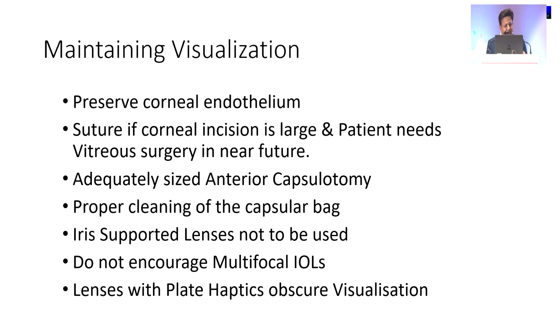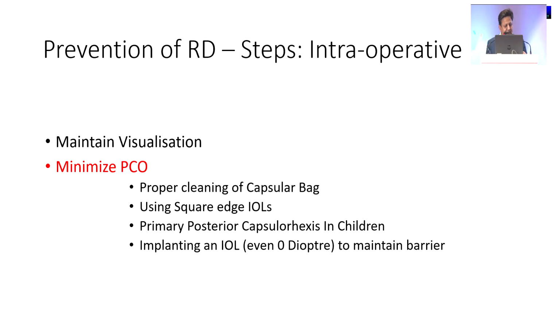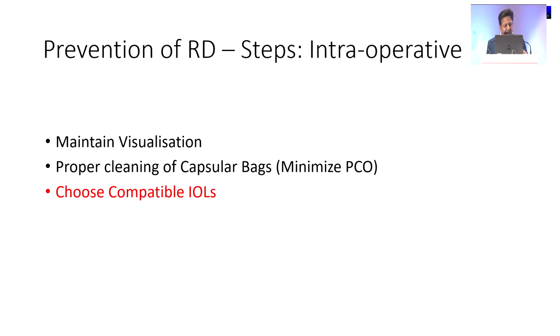We have to preserve the corneal endothelium. We have to suture if the corneal incision is large. And we have to make an adequately sized anterior capsulotomy. Proper cleaning of the capsular bag has to be done. And the lenses that we use should be compatible with the retinal surgeries. And we have to take steps to minimize the happening of PCO by proper cleaning of the capsular bag and by using square edge IOLs.